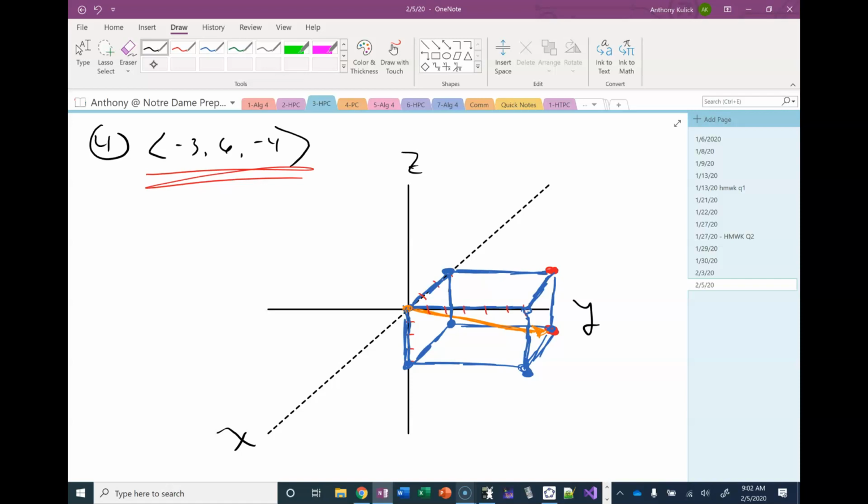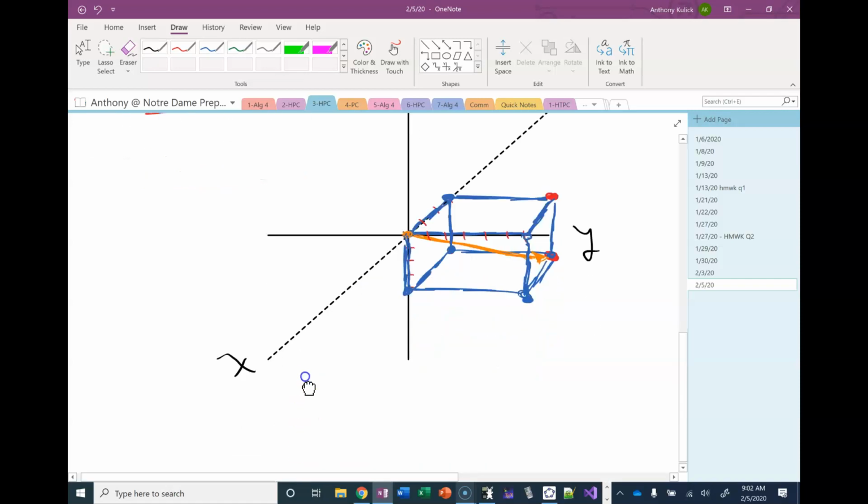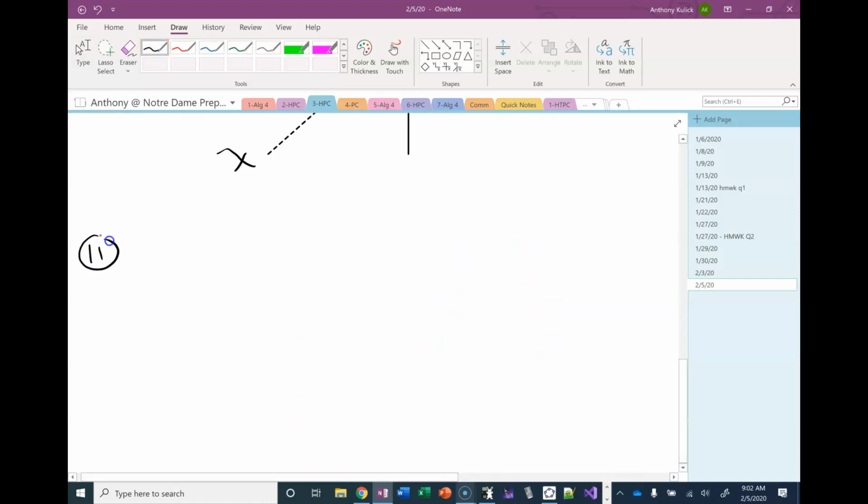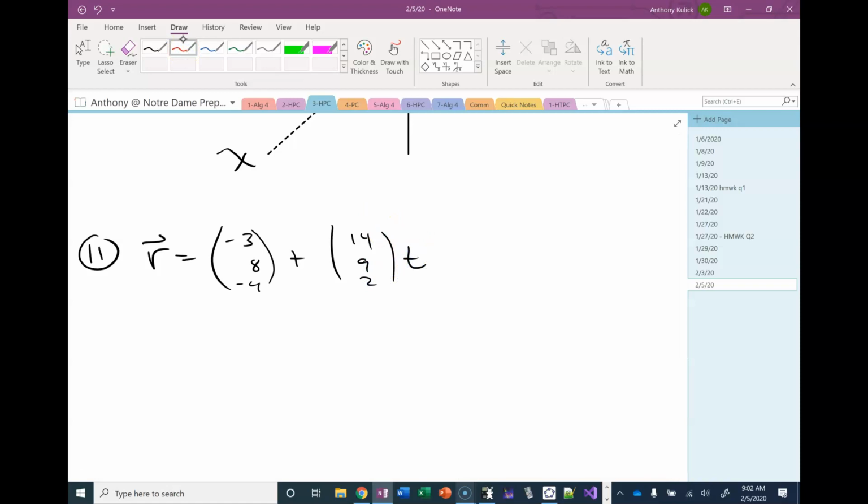Who's next on questions? Megan? Number 11? Oh, sure. So 11 asks to just find 3 points that are on this line. To find points on this line, all we're going to do is pick values for t. I'm going to pick 3 different values of t and evaluate, and whatever I get is going to be my point. The first value of t I'll pick maybe a 0.